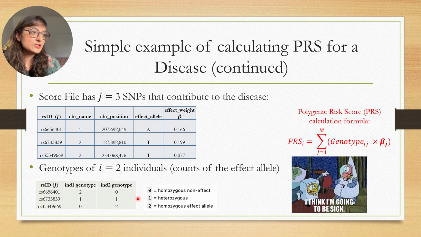So all we're trying to do is count the number of effect alleles that we have. And we know that for every effect allele you have from each parent, this is how much it contributes to the disease.